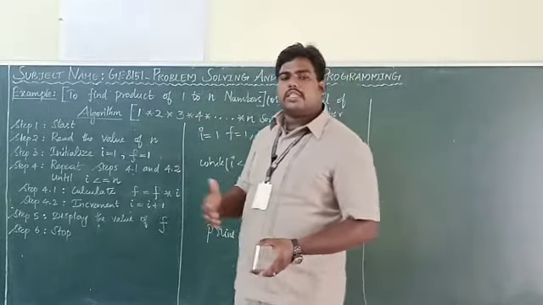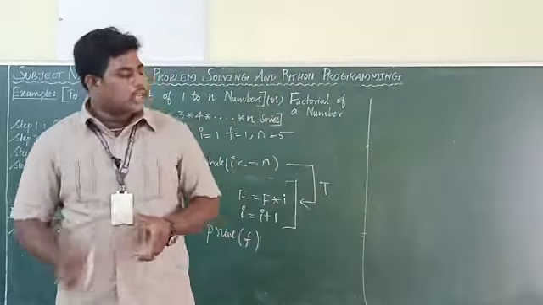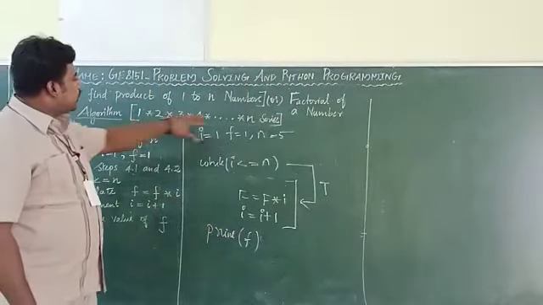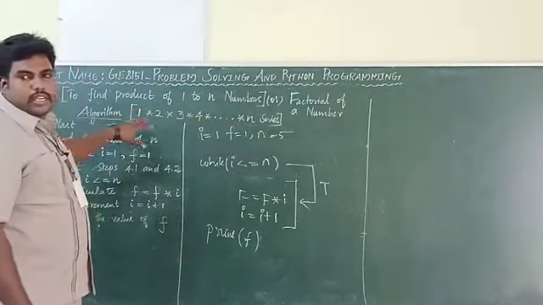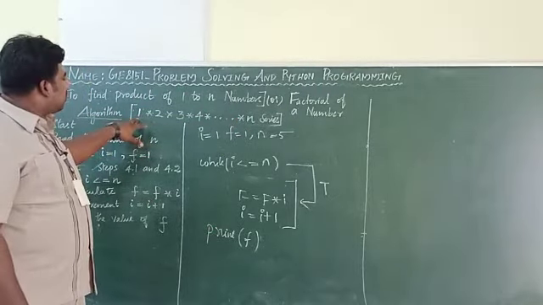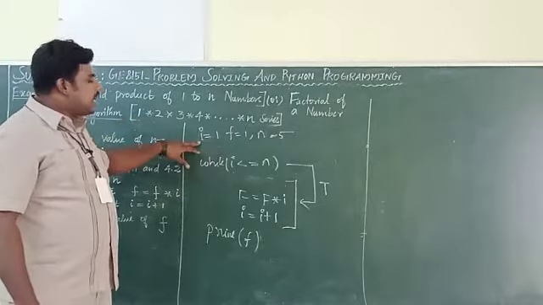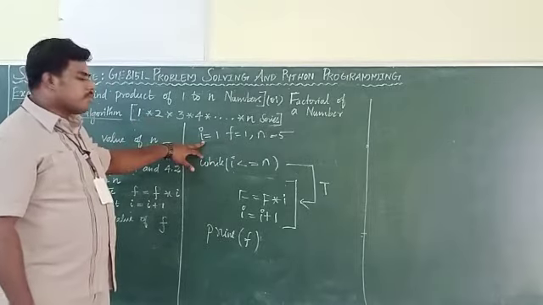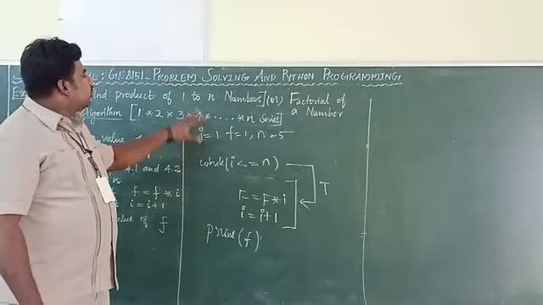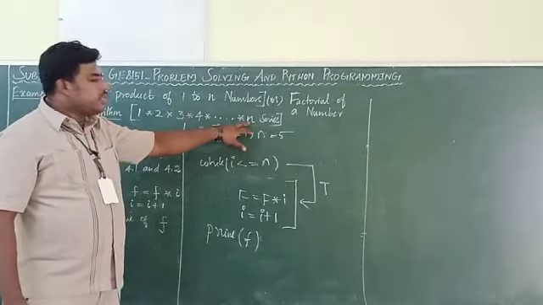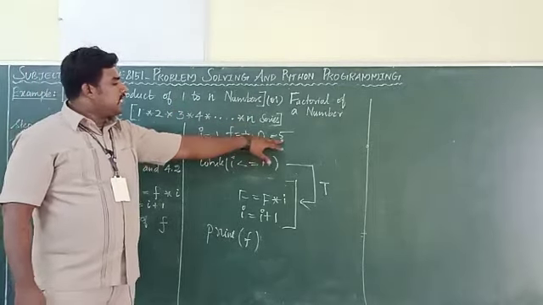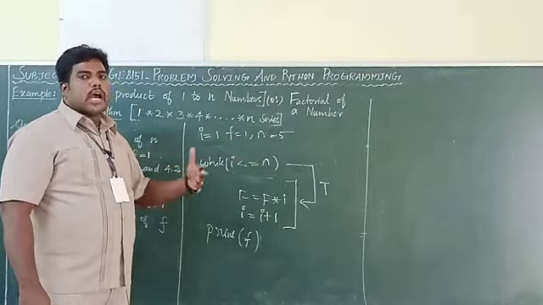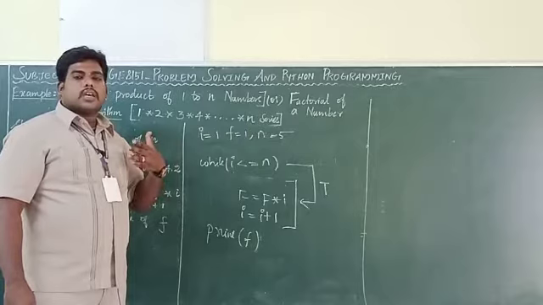First we will see the logic, then we can see the algorithm. Okay, first see the question. From 1 to n, in between there are multiplications. Your starting position is 1, so I am initializing i equal to 1 to denote the starting position. Then n equal to, here the n value is n, right? So I am initializing n equal to 5. My n value is 5. I am going to find the factorial of 5.